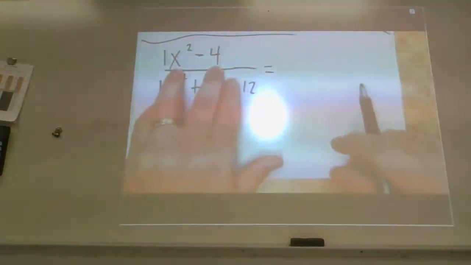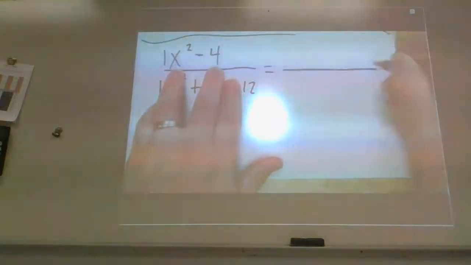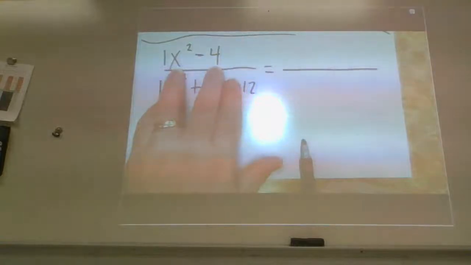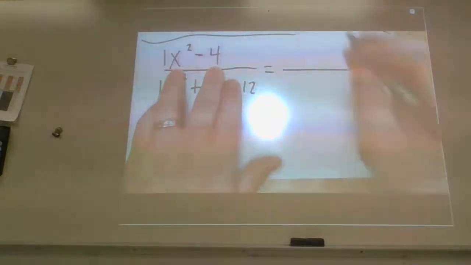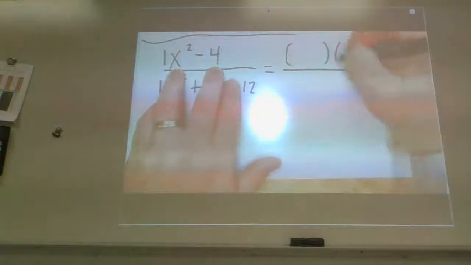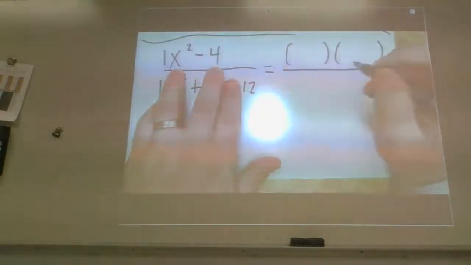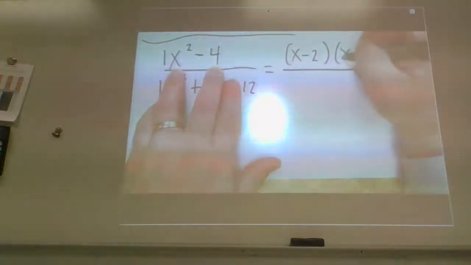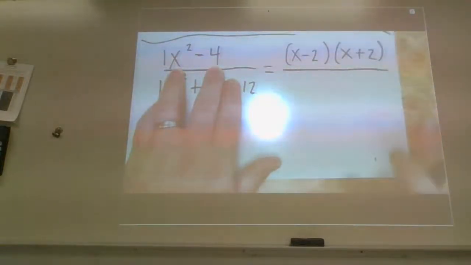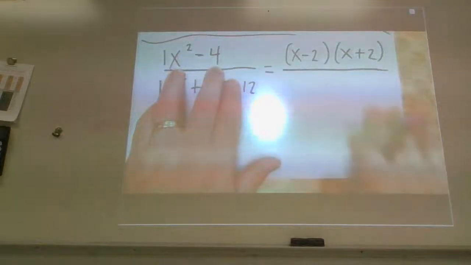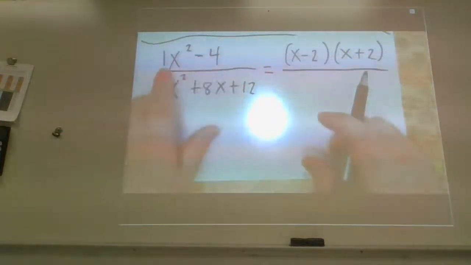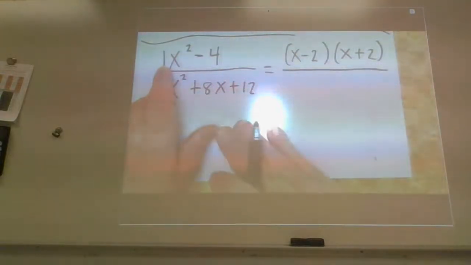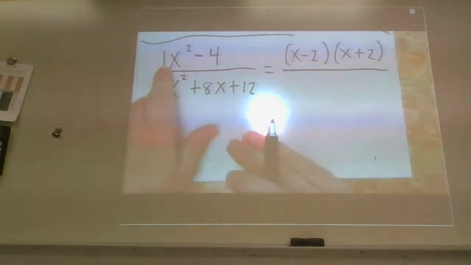Now, shortened version, can you give me 2 numbers that multiply to -4, but also add up to 0? X minus 2, X plus 2. The only reason we're allowed to do it that quickly is because there is a 1 in front of the x squared. If this were not a 1, then we would have to do something different.